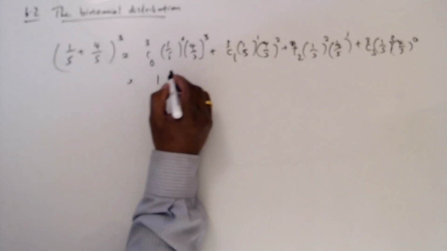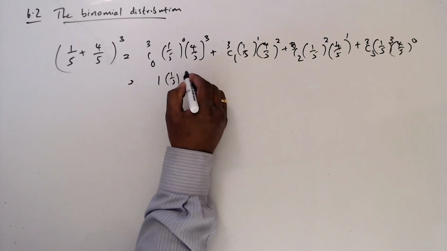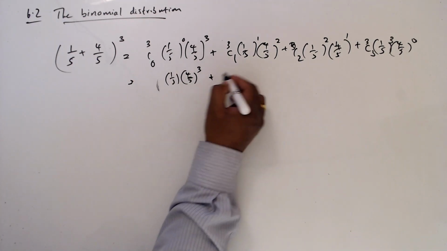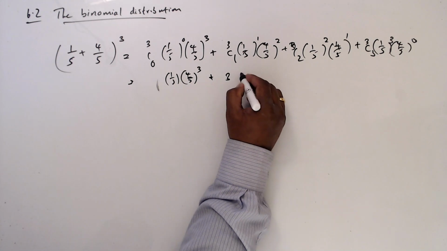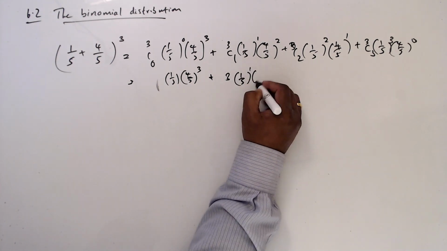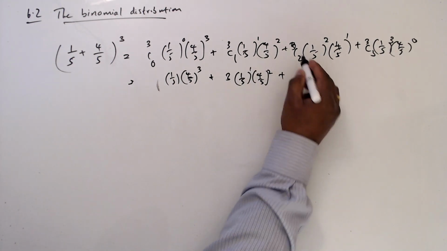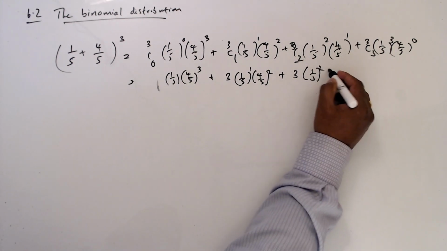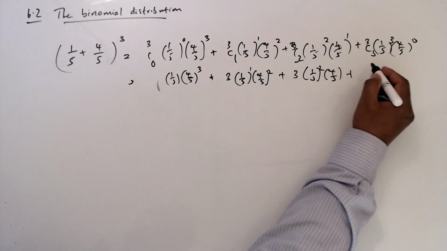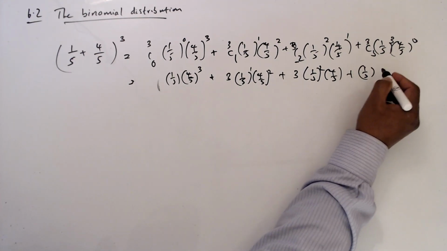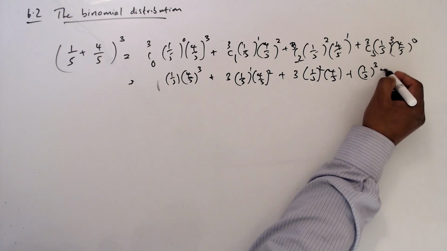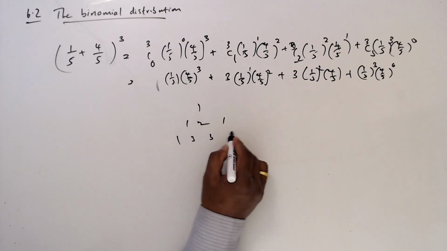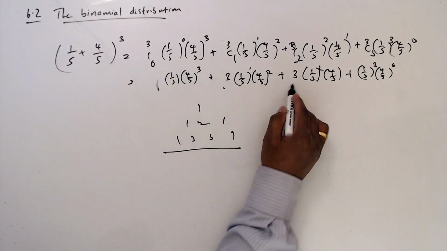This is 1 over 5 times 4 over 5 squared, so this is 3 times, and this is 3C2, again 3 times. This is (1/5)^3 and (4/5)^0. The coefficients are 1, 3, 3, 1: Pascal's triangle, 1 1, 1 2 1, 1 3 3 1.